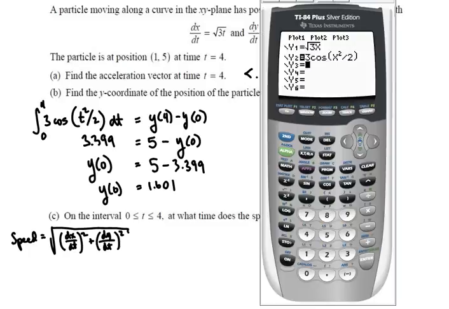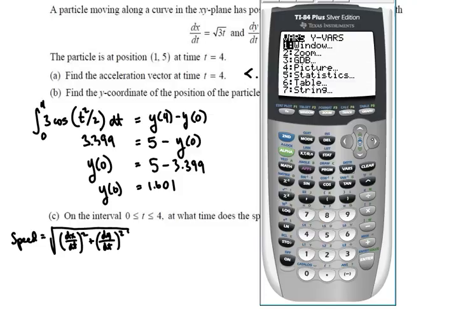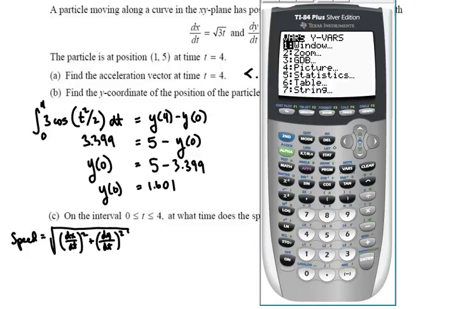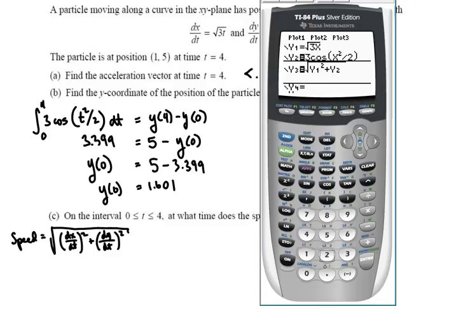So we're going to come back to our calculator. We have dx/dt and dy/dt entered there. What we do need to do now is to find the square root of the square of the first function. So that's Vars, Y-Vars, Function, Y1 squared. That is actually dx/dt quantity squared, plus Vars, Y-Vars, Function, Y2 quantity squared, and that is actually dy/dt quantity squared.